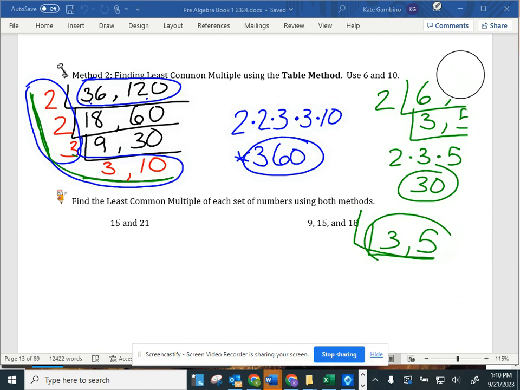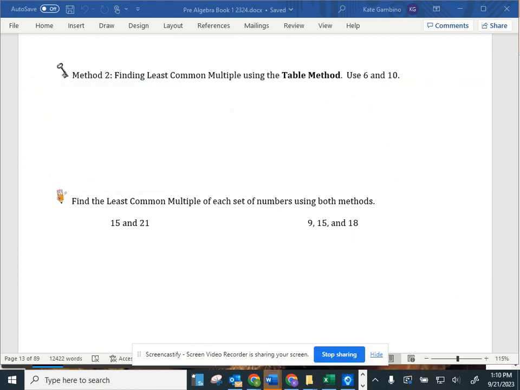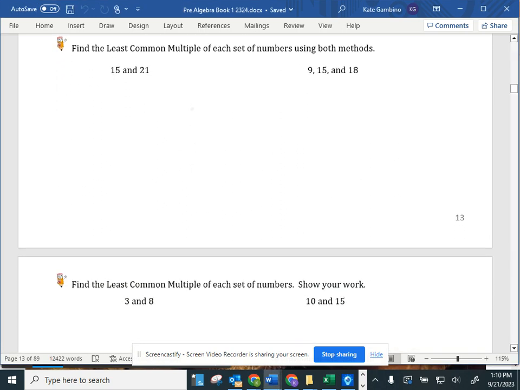All right, let's scroll up. Find the least common multiple of each set of numbers using both methods. So for these two, we are going to use both methods, just like with the greatest common factor, just for these two. So let's do 15 and 21.